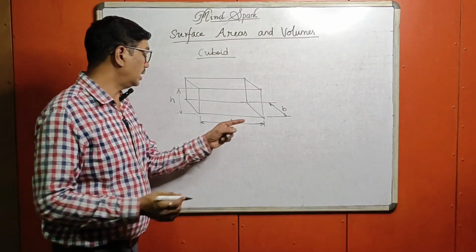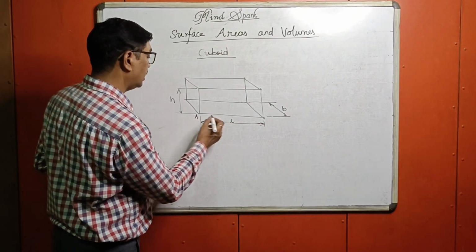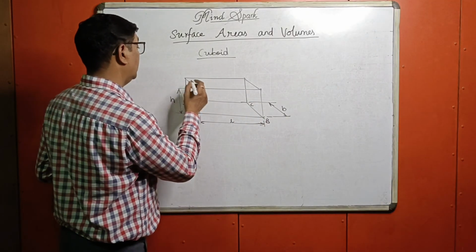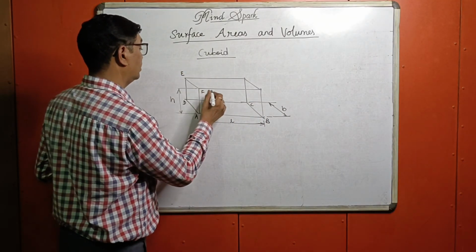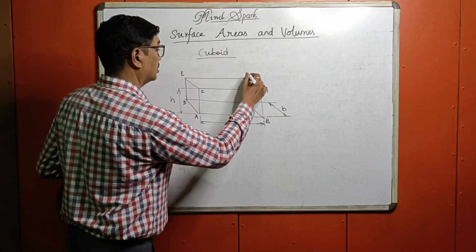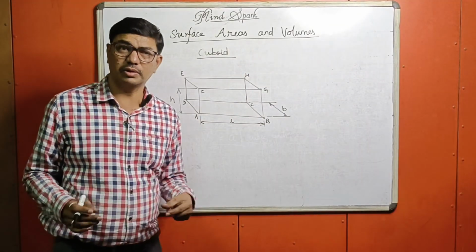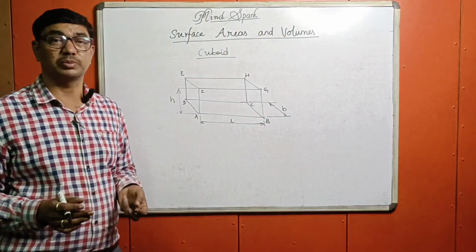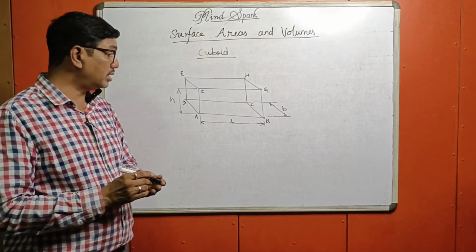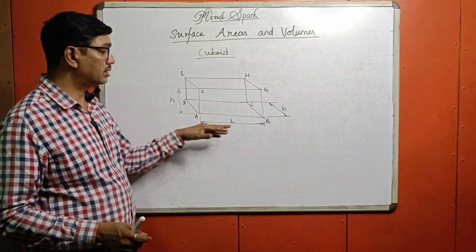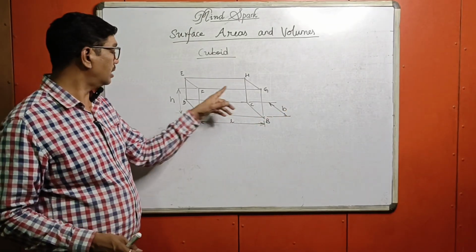You have length. Okay, so you can name it as A, B, C, D. Okay, E, F, G, H. Okay. So here you can see that this is a cuboid. I'll give all the information and details about the cuboid. So cuboid is also something like, say, there is a length, there is a breadth, and there is a height.